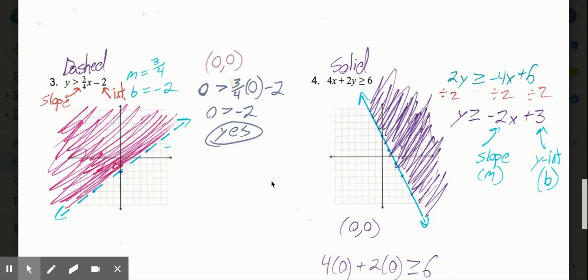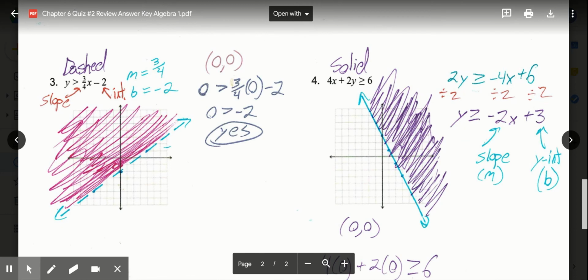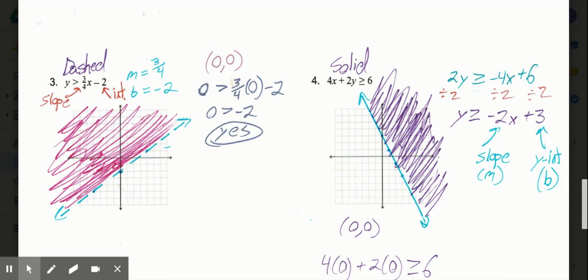In 3 and 4, remember, we want to think about y equals mx plus b. So for number 3, it's already in that format. So we know our slope is 3/4, which is m. And our y-intercept, being b, is a negative 2. So to graph this, we would start at our y-intercept at negative 2, put a point at negative 2, and our slope of 3/4. So from that point, we would go up 1, 2, 3, right 1, 2, 3, 4, and there's our next point.